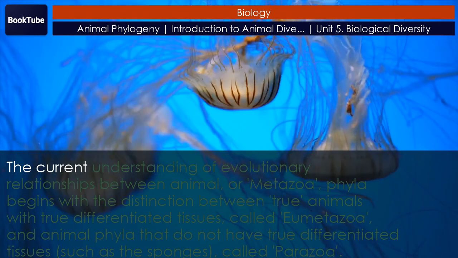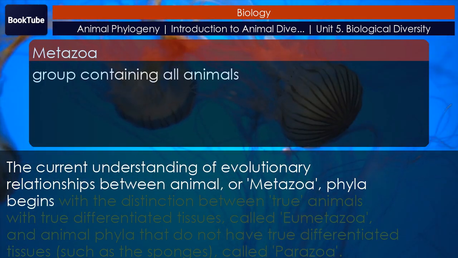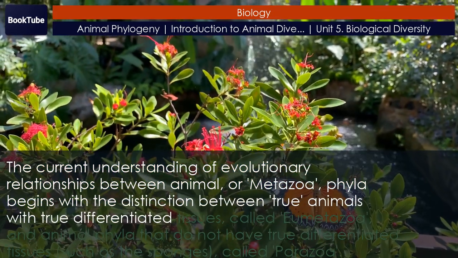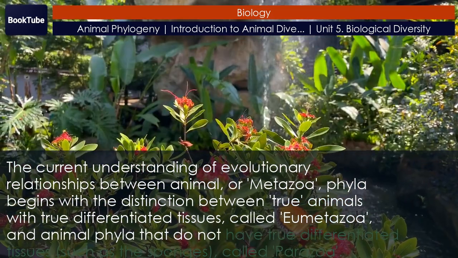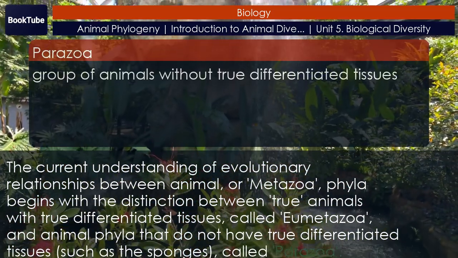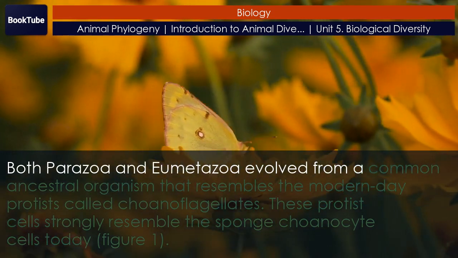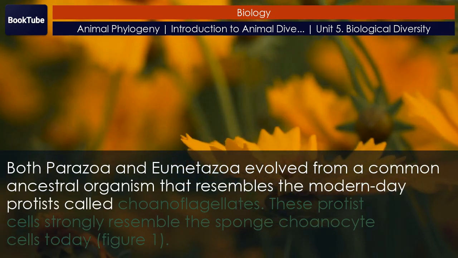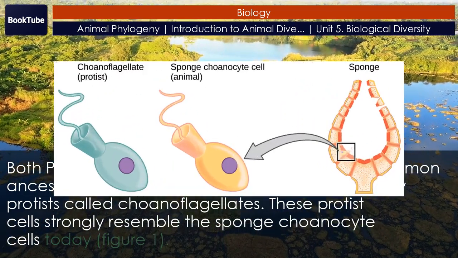The current understanding of evolutionary relationships between animal, or metazoa, phyla begins with the distinction between true animals with true differentiated tissues, called eumetazoa, and animal phyla that do not have true differentiated tissues, such as the sponges, called parazoa. Both parazoa and eumetazoa evolved from a common ancestral organism that resembles the modern-day protists called choanoflagellates. These protist cells strongly resemble the sponge choanocyte cells today.